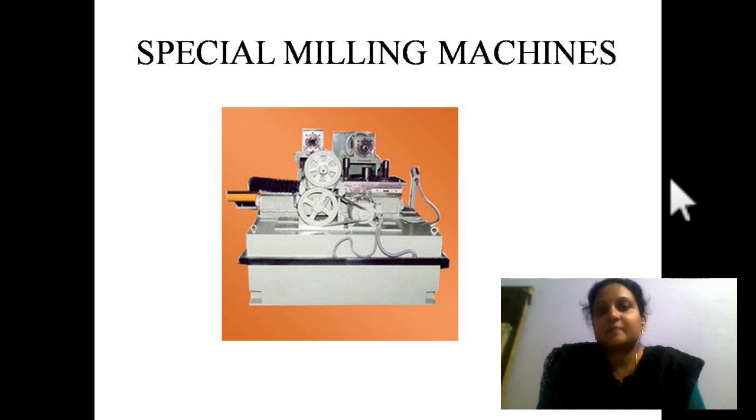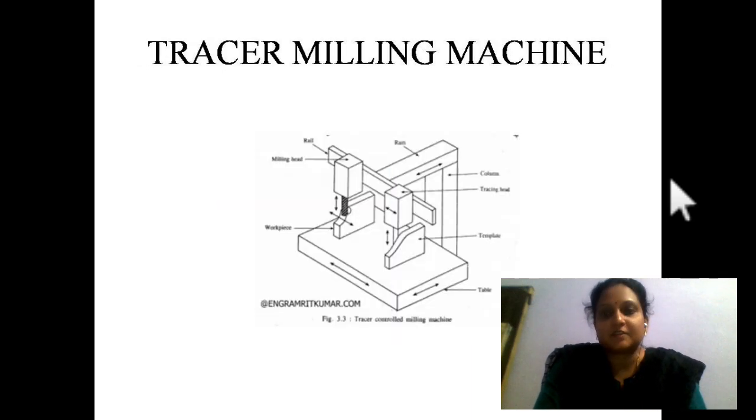Next one is the special type of milling machine, where you can perform horizontal, vertical and inclined operations, meaning you can move the tools and workpieces in all the degrees and all the angles. So you can make all different types of milling operations on a single machine. So that is about the special type of milling machine.